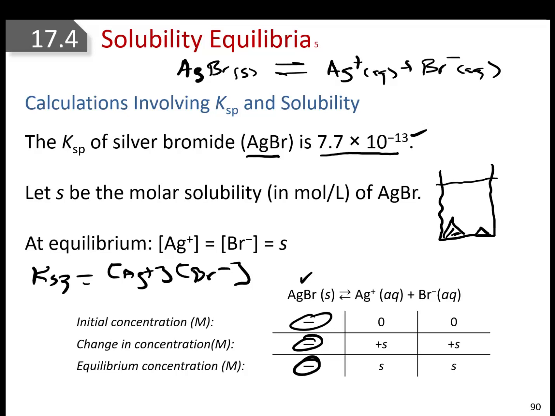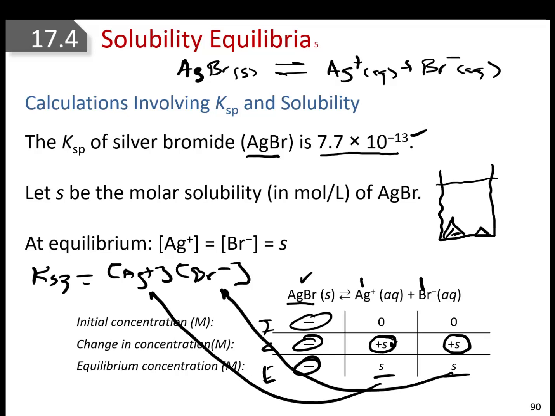So what we know is when this dissolves in water, we're going to get S amount of the silver. Normally we would say this is plus x, right? And we'd say this is plus x. Because for every one of these that's formed, one of these has to be formed. But because we're dealing with solubility, they use the variable S here. So when we add up the initial and the change, here's our equilibrium values. We get an S and we get an S here. We're going to plug those into the expression.